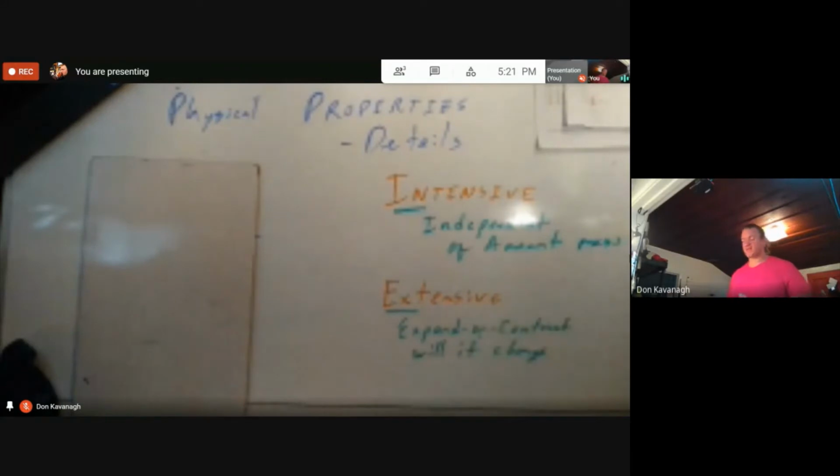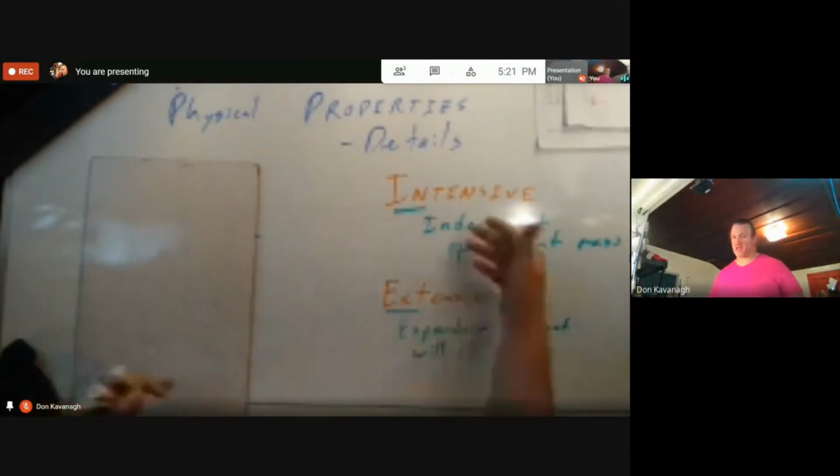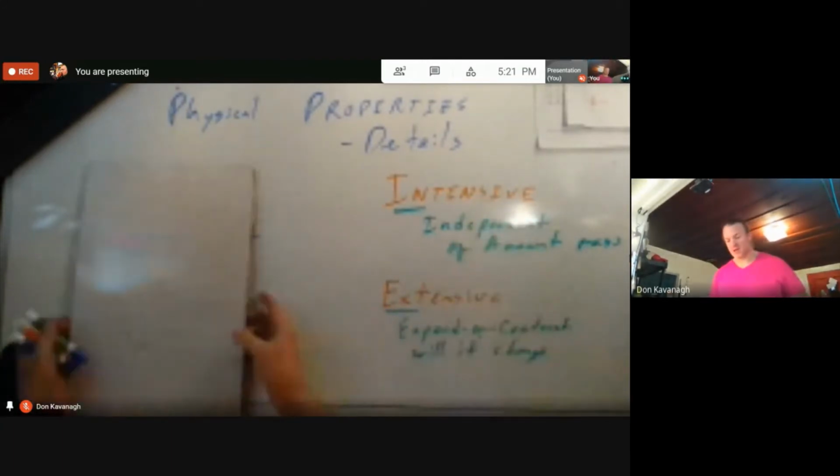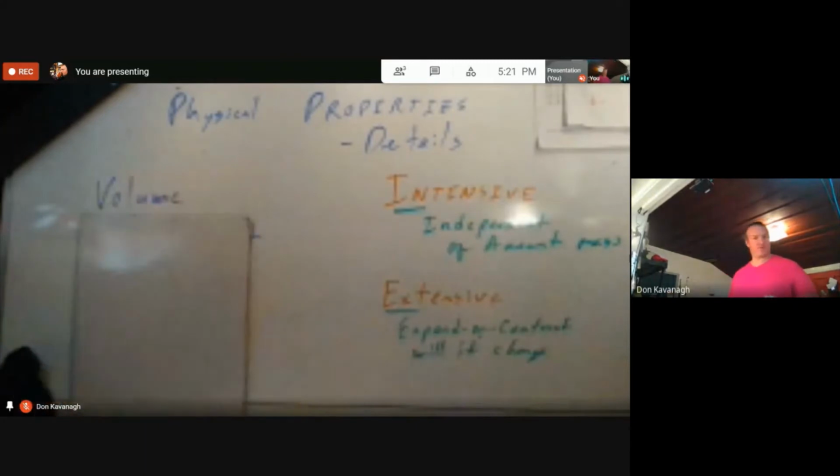And an extensive property, its number will expand. If you expand or contract the amount, will that number change? Let's look at some examples and ask these questions here. Okay. Volume is definitely a physical property, like just how much you have, how much is in the measuring cup.